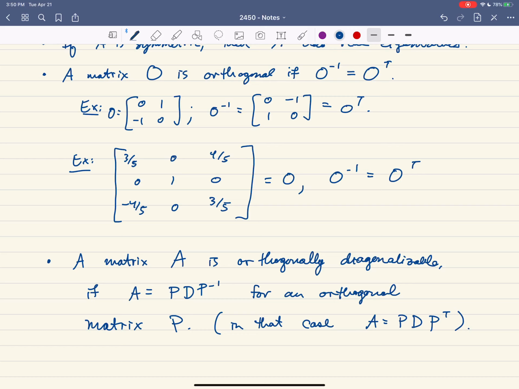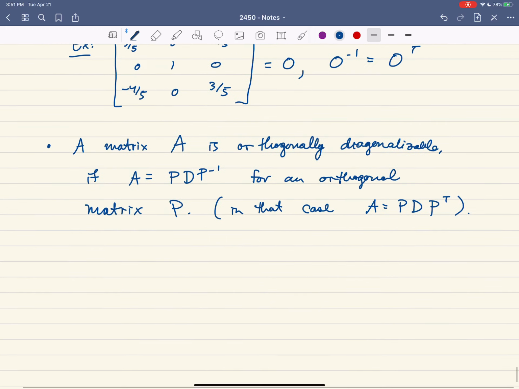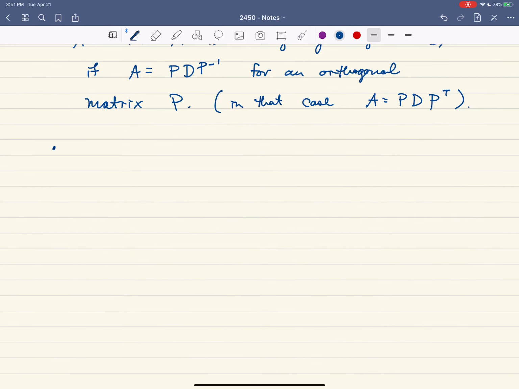What I want to do is give you an example where this is possible, and then it turns out that there's a nice succinct categorization of such matrices. But first, let's do an example. For our example, I'm going to use the matrix A is 3, 1, 1, 3.